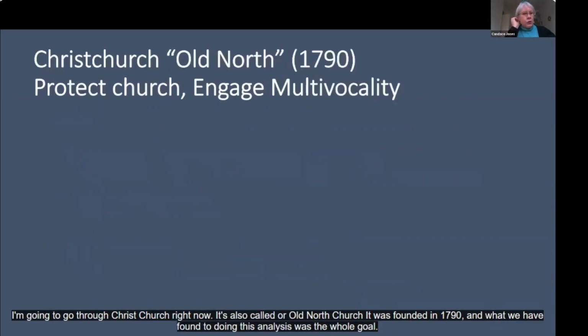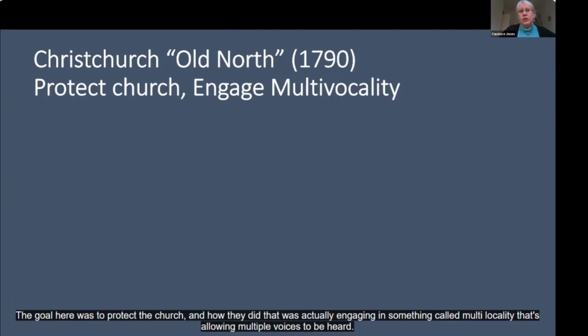I'm going to go through Christ Church right now. It's also called Old North Church. It was founded in 1790. And what we found through doing this analysis was the goal here was to protect the church. And how they did that was actually engaging in something called multivocality. That's allowing multiple voices to be heard.